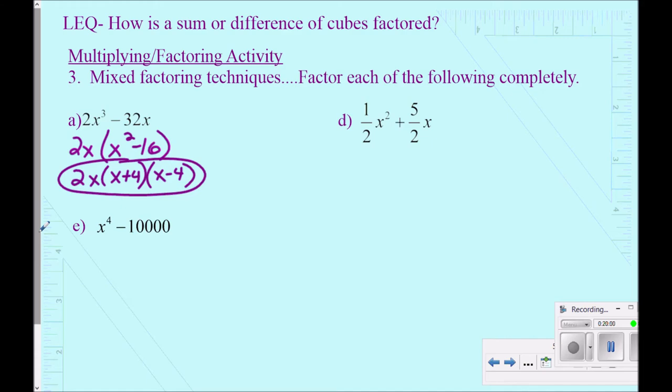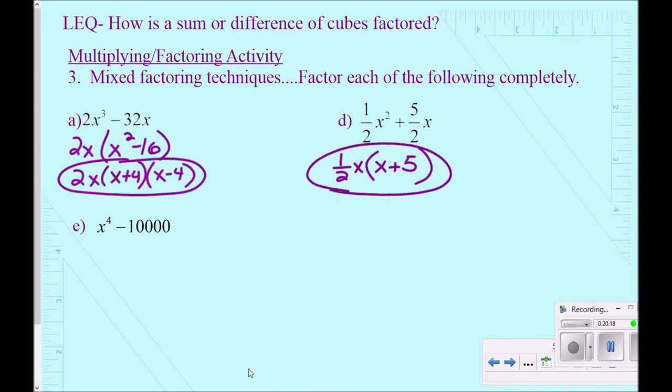Next, letter D. Again, we check for GCF. This is another old problem. We could have done this a few days ago. Half x is our GCF. Factor that out, we're left with x plus 5 times 1/2 is 5/2. And that does not factor any further, so that was strictly a GCF and we're done.